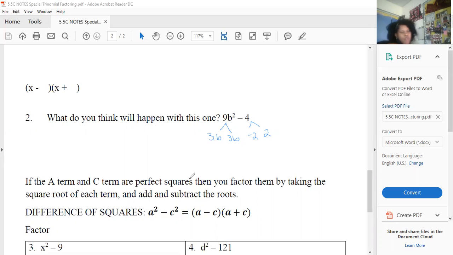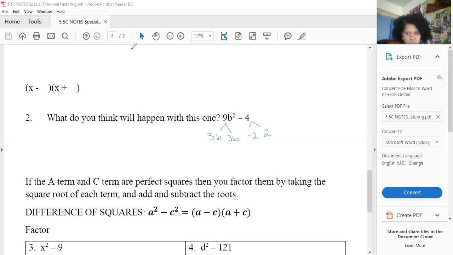All right, so here's the formula that we're going to use. If I have a difference of perfect squares, it's going to factor out into a minus c and a plus c. Your a and your c is the square root of the perfect squares. So a and c would represent the square root of your two perfect squares.